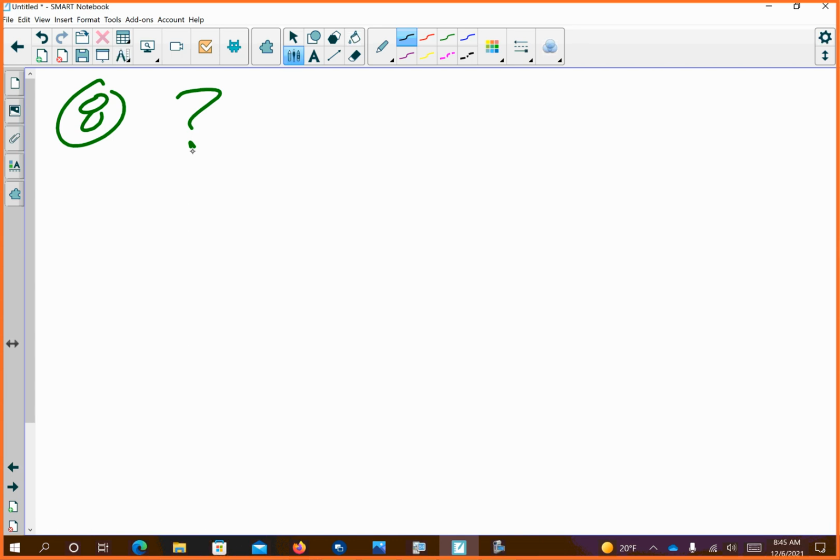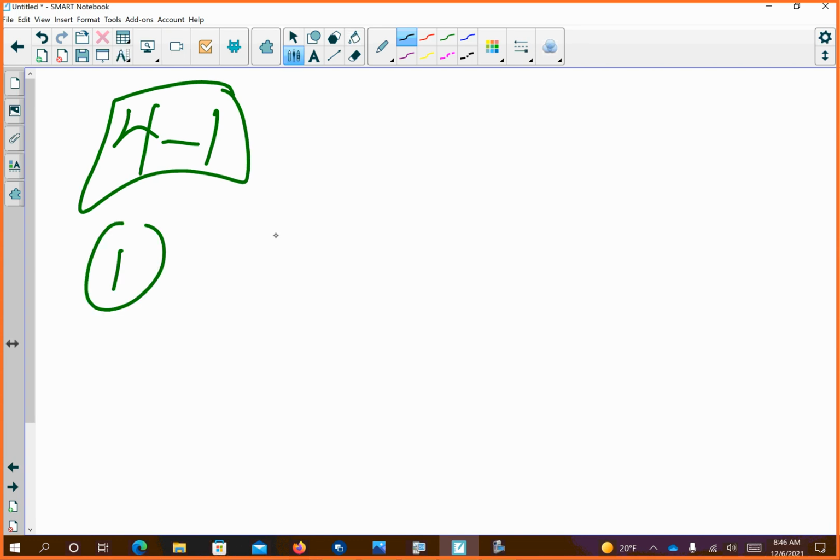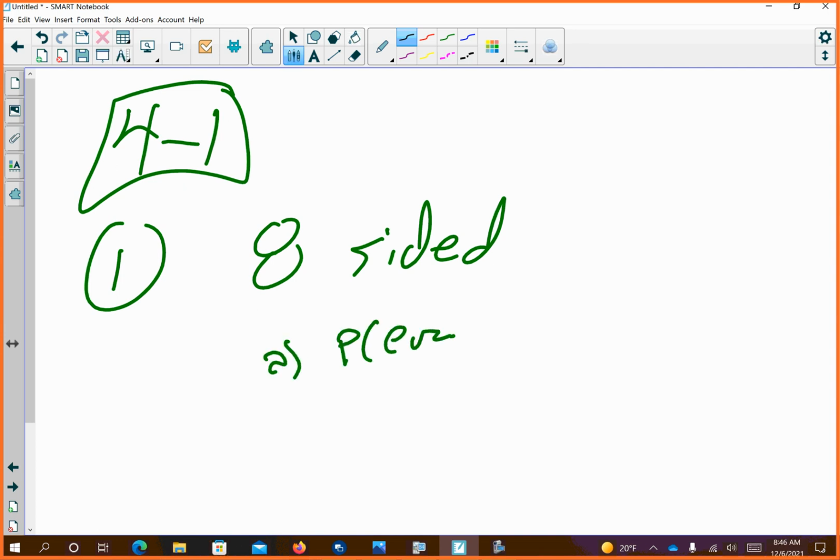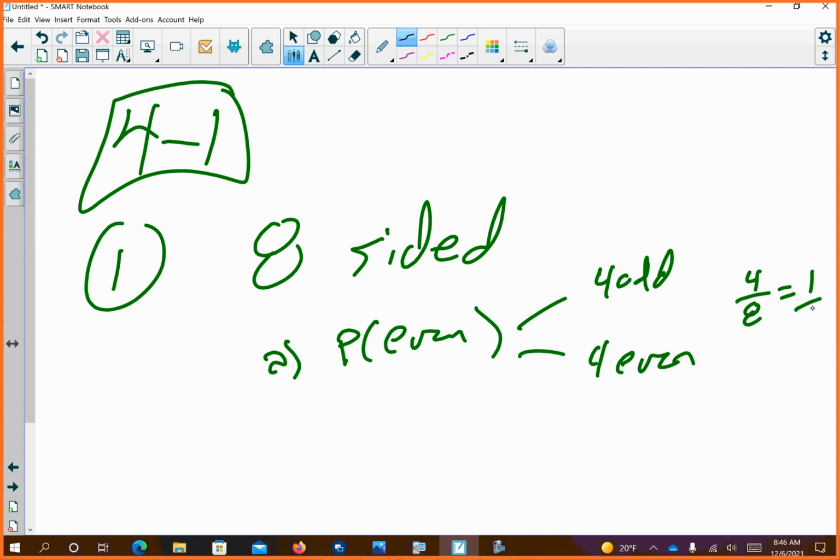So stat analysis, you roll an 8-sided die with the numbers 1 through 8 represented. I have no idea what an 8-sided die looks like, but there's 8 sides to it. So number 1, you have an 8-sided die. What's the probability you roll even? Well, you would have 4 odd and 4 even numbers, so you would have a 4 in 8 chance, which is a 1/2 probability of rolling an even number.